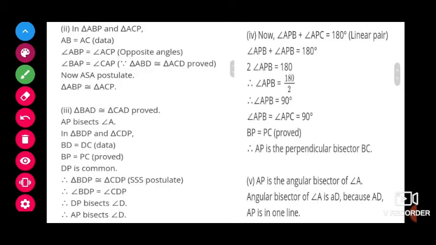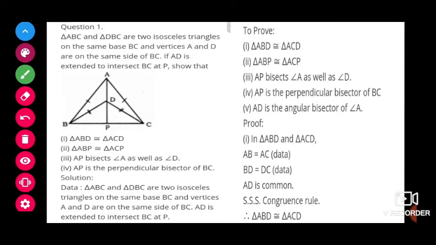Next, the third one is AP bisects angle A as well as angle D. Now we have to prove that AP, this side, will bisect both angle A and angle D. This is also very easy, children. For example, if we take these two triangles, just now we proved that these two triangles are equal. Then automatically this side angle also will be equal. So both the side angles are equal, which means AP is bisecting angle A.